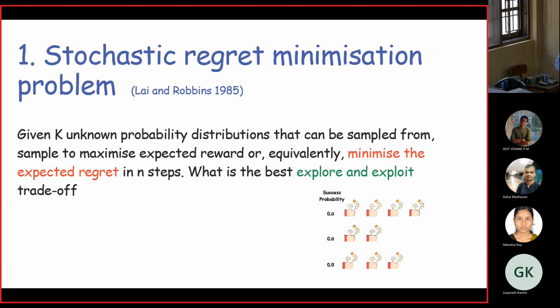So let's come back to this problem. We're given k unknown probability distributions that can be sampled from. Our aim is to maximize expected reward in T pulls of arms, or equivalently minimize the expected regret in n steps. The equivalence is straightforward, I'll come to it. And in particular, what's the best explore and exploit trade-off? We'll see that as we go along. Any questions so far?